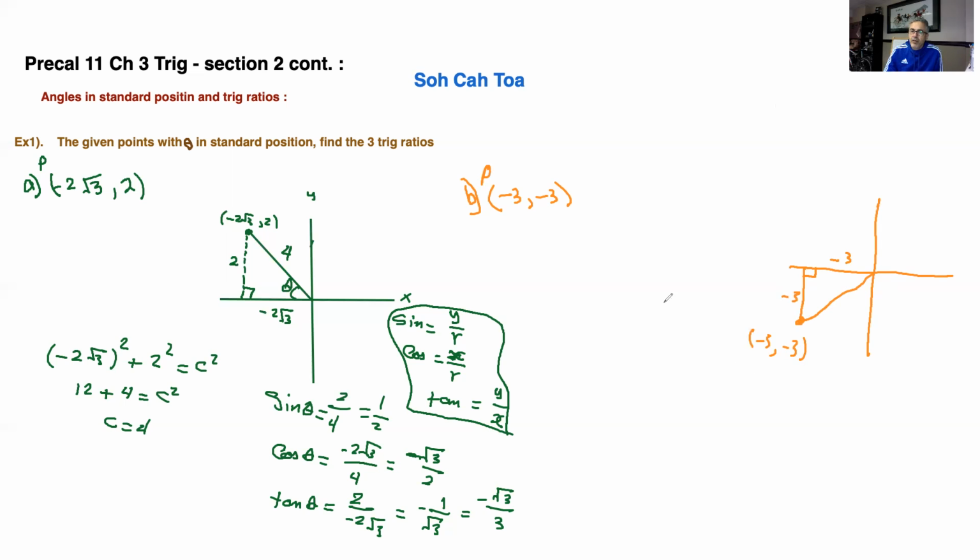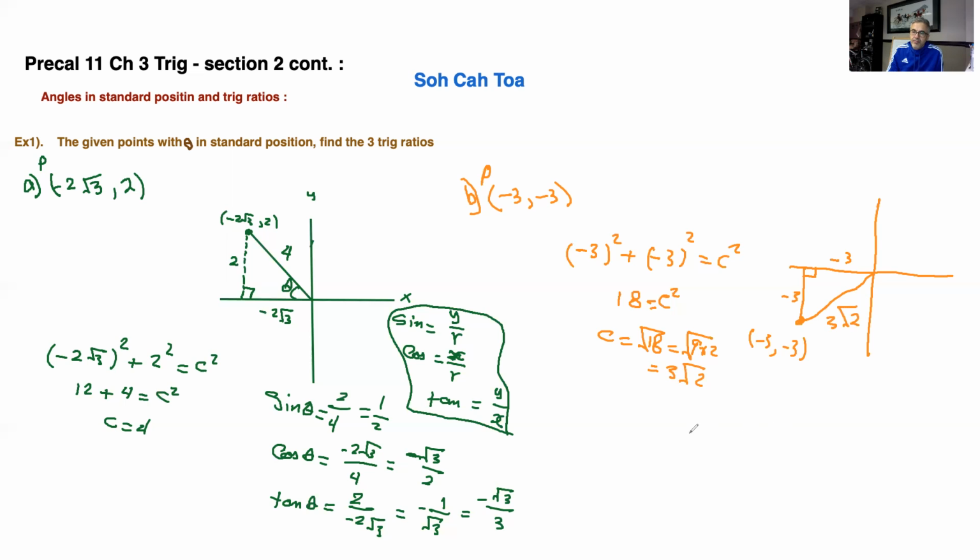If we want to find the hypotenuse, then we just use Pythagoras. So that's negative 3 squared is 9, and that's 9. 9 plus 9 is 18. So c squared equals 18. I'm going to square root both sides, so c would equal square root of 18, which is the same as 9 times 2, which changed to a mixed radical will be 3 root 2. So that's what the hypotenuse is, 3 root 2.